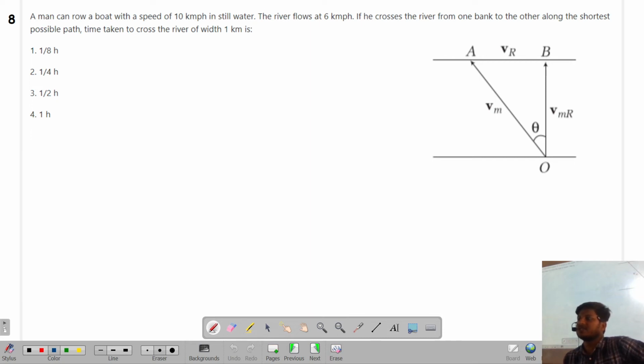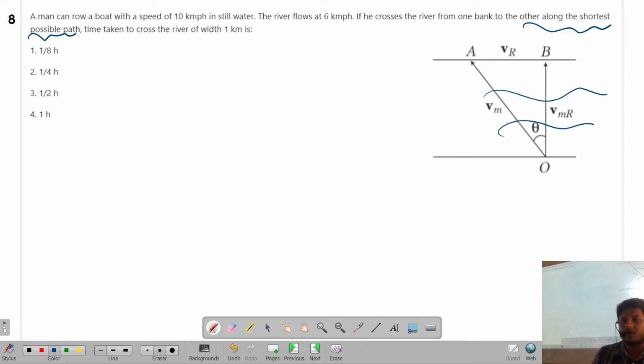When I did the derivation, I gave one formula for the shortest possible path. What is that? If you select the shortest possible path, this is my river. This is point A, this is point B. Now, if you want to travel from point A to point B, this straight line along the width of the river is the shortest possible path or not? Tell me yes or no.